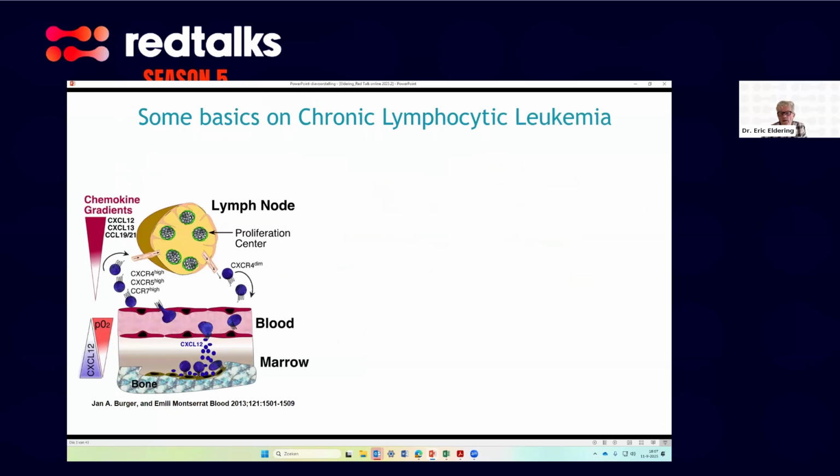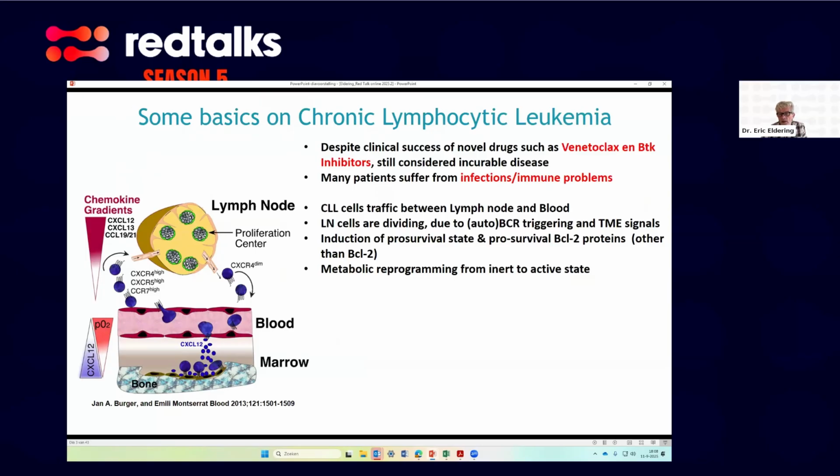I'm not aware to what extent the audience is familiar with CLL, but here are some basics. So chronic lymphocytic leukemia has been actually quite successfully treated with targeted drugs, but it's still considered an incurable malignancy, and patients suffer, apart from the leukemia, of course, from immune dysfunctions and infections. So that was for us a reason to also look into the T cells of CLL patients.